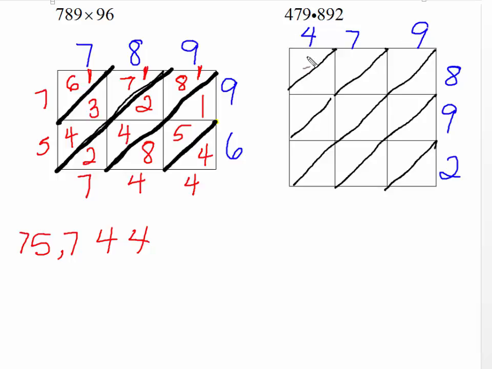We're going to do 4 times 8. That's what's on this row. And this is on the top of the column, so 4 times 8 is 32. In this box, I have 7 times 8, which is 56. In this box, I'm going to have 9 times 8, which is 72. In this box over here, it's 4 times 9, which is 36. In this box over here, I have 7 times 9, which is 63. And in this box here, I've got 9 times 9, which is 81.